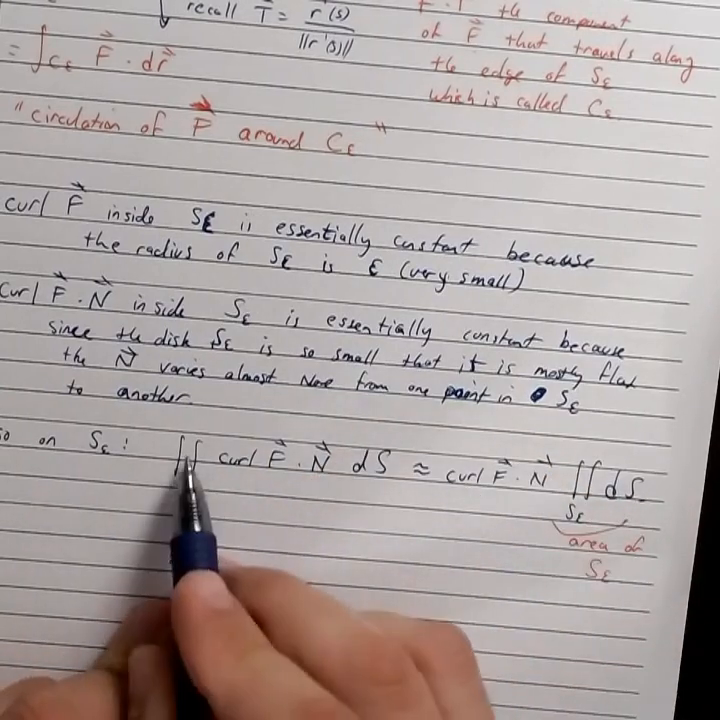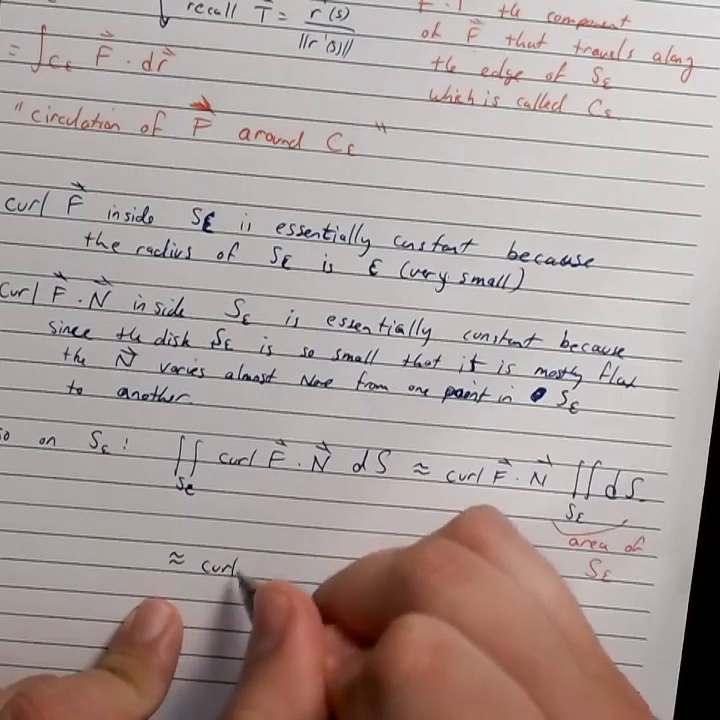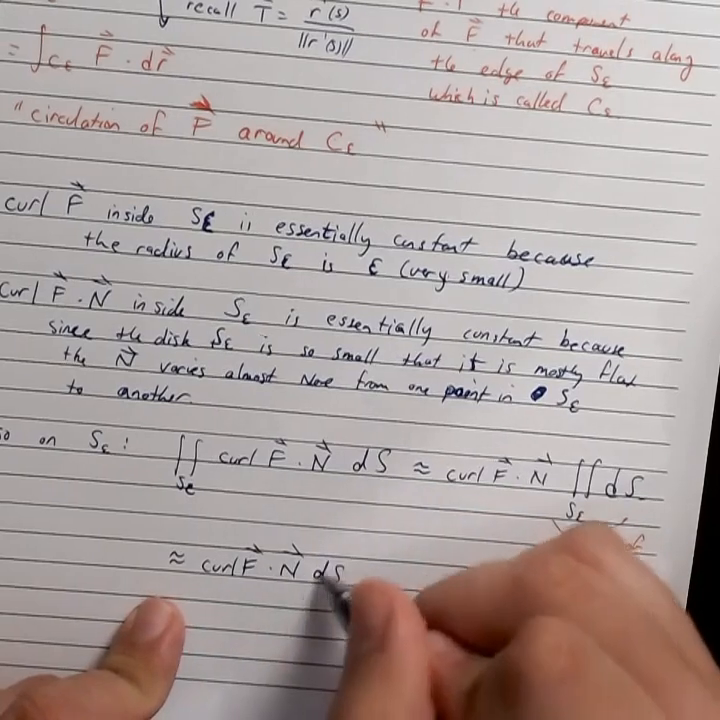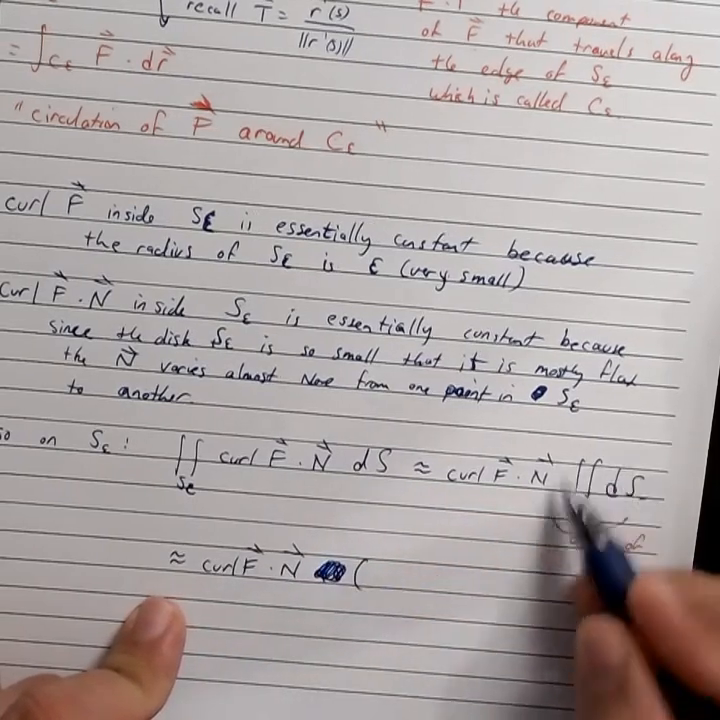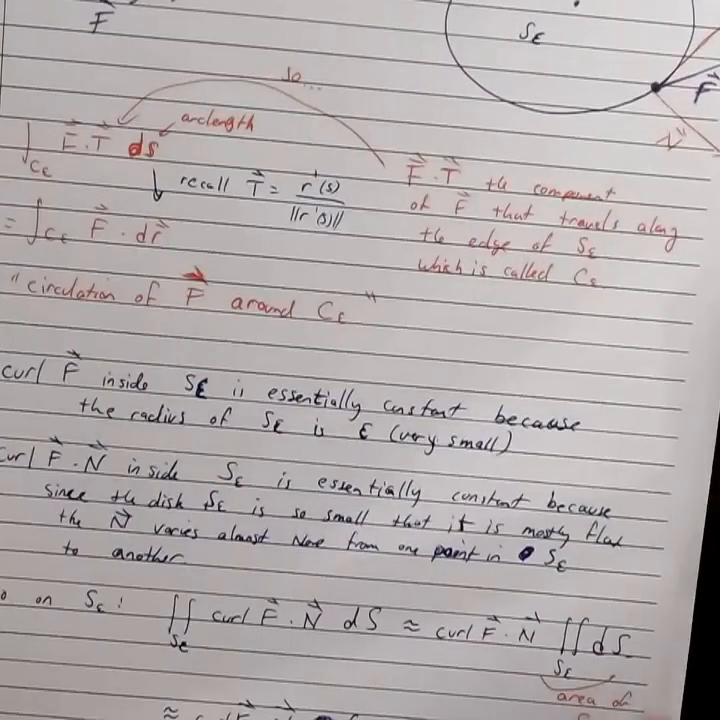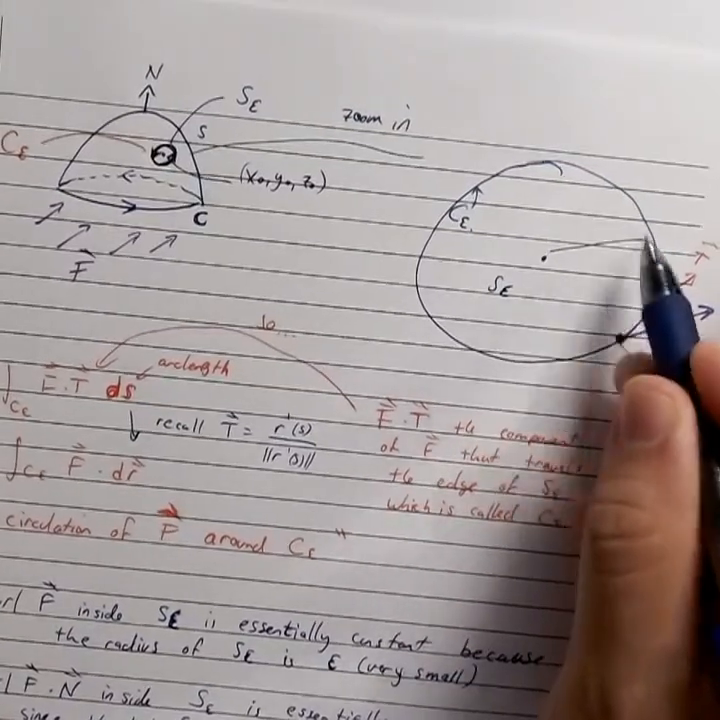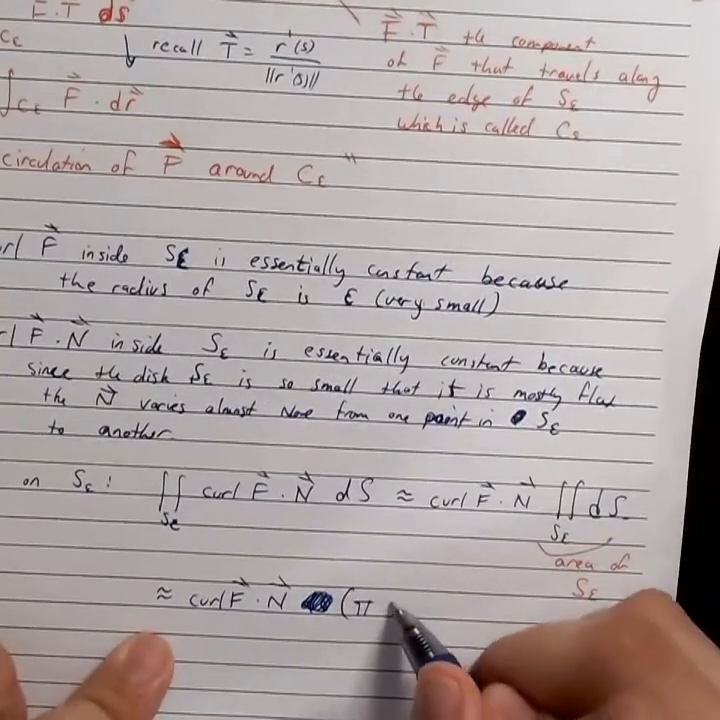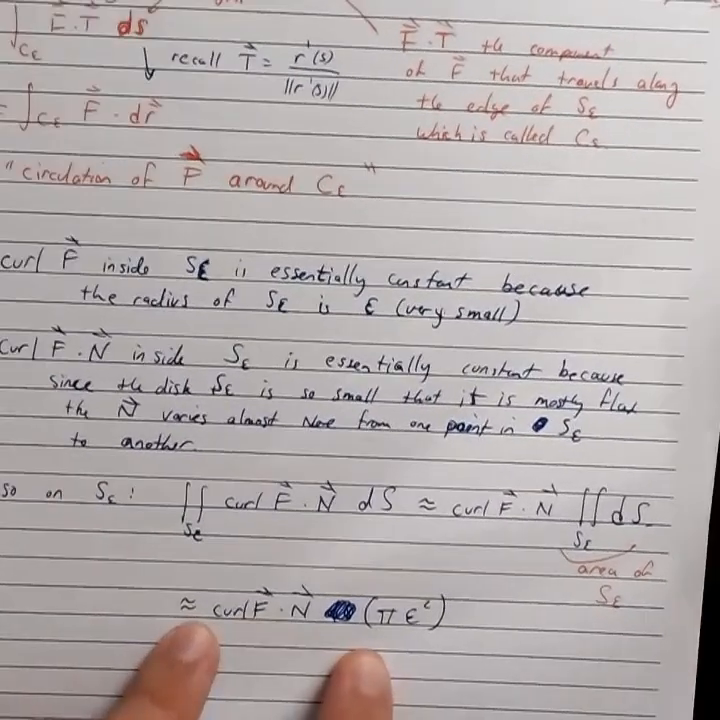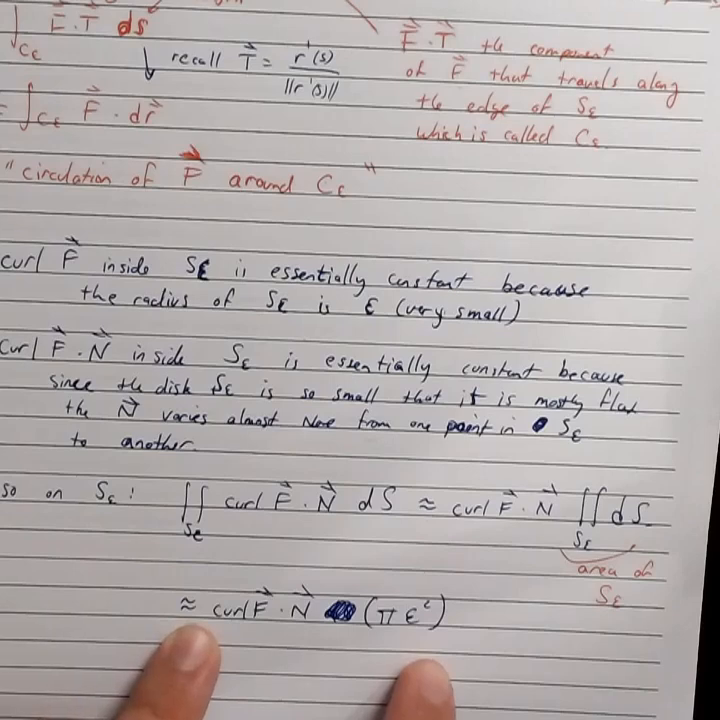So here, the curl of f dot n ds is approximately the curl of f dot n times this integral with respect to the surface area, which is really just the area of this little tiny disk. And the area of a tiny disk is pi times its radius squared. Here I said the radius is this little tiny, almost zero number, which we call epsilon. So this is going to be pi times epsilon squared.